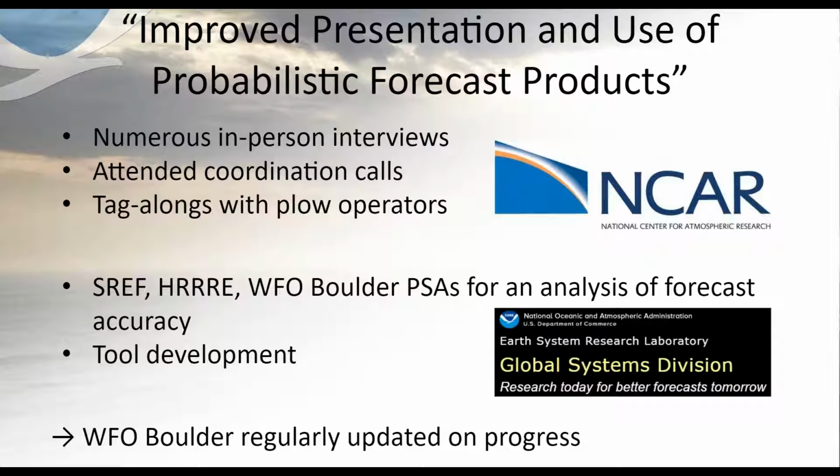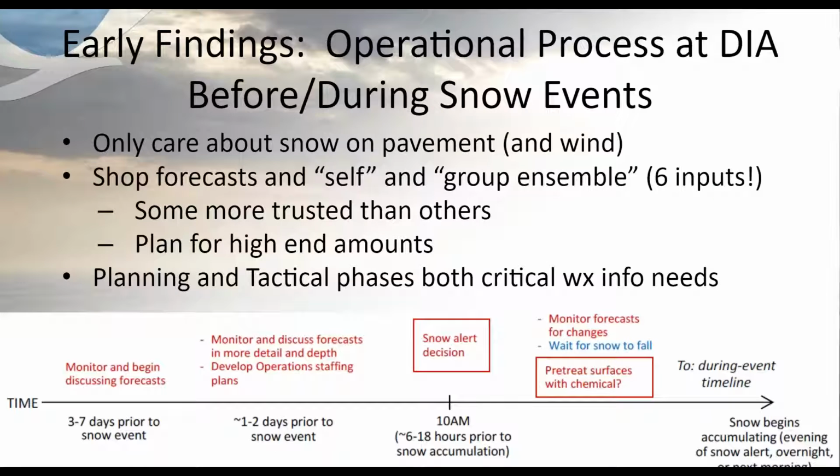But the other neat thing that they helped us with was tool development for the PSA product that we're using now. And throughout the whole process, we were kept in the loop on where they were going. So, some early findings on the operational process, probably not going to be a surprise to most of you, but they really only cared about snow on the pavement, well, and wind, but really it's the snow on the pavement they care about. They don't care if it's falling through the air or landing on the grass. All the decisions made were based on how much is going to pile up on the runways.